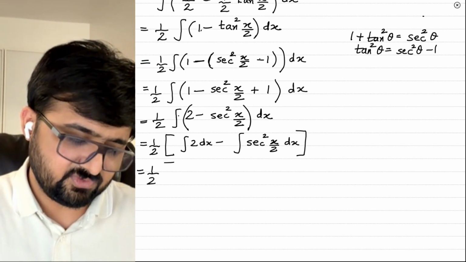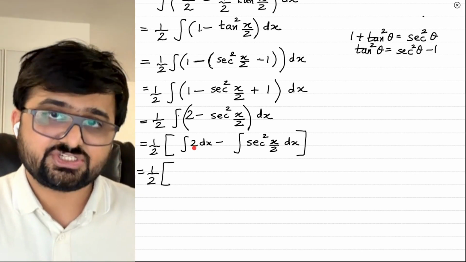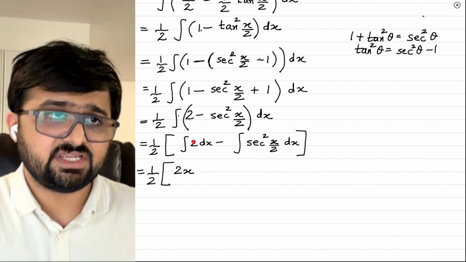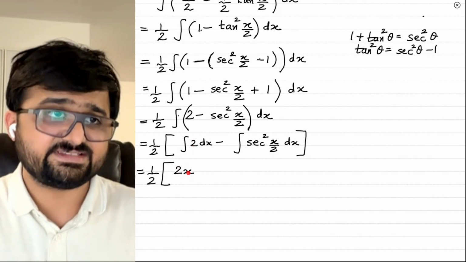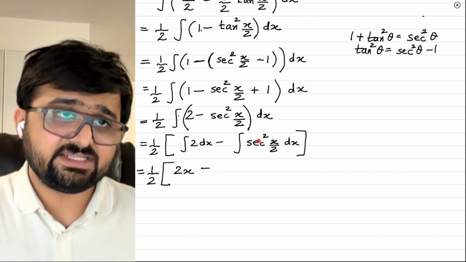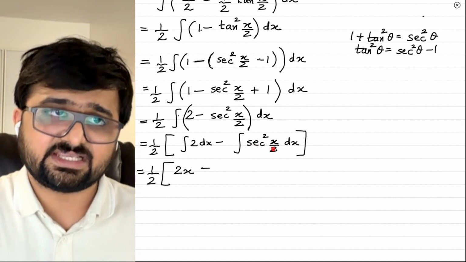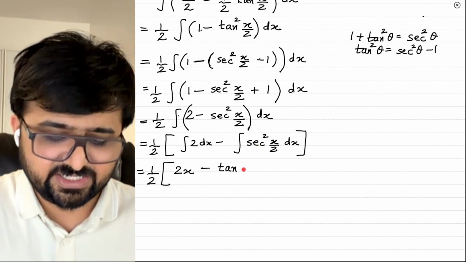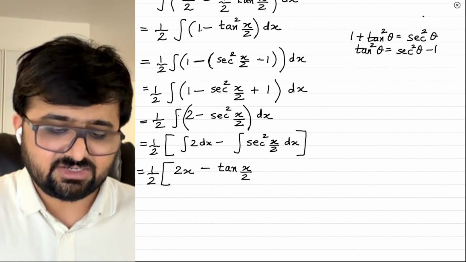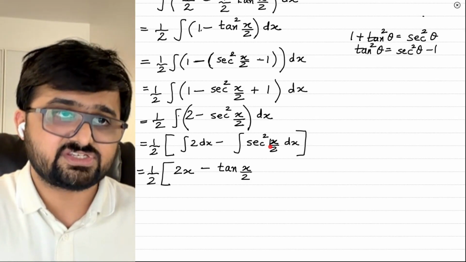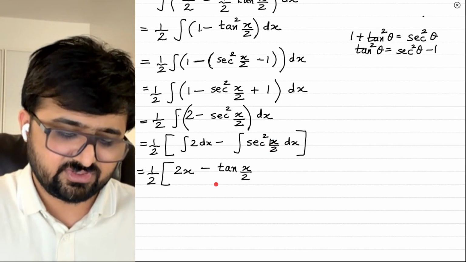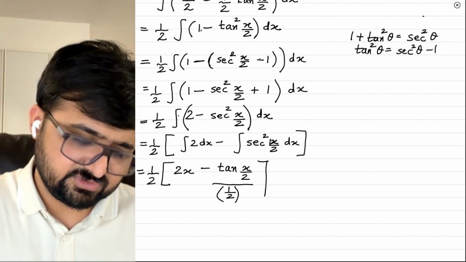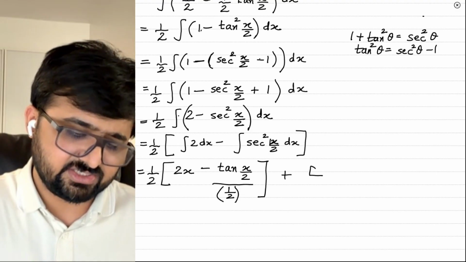Half, open the bracket. Now the integration of 2 is nothing but 2x, because that 2 can be taken out of integration and you will be left with 1. So integration of 1 is x, minus integration of sec square theta or sec square x is tan theta. So in this case, the integration of sec square x by 2 is tan x by 2. However, you always have to divide by coefficient of x. The coefficient of x is half. So you always have to divide by half, close this bracket, add the constant of integration c.